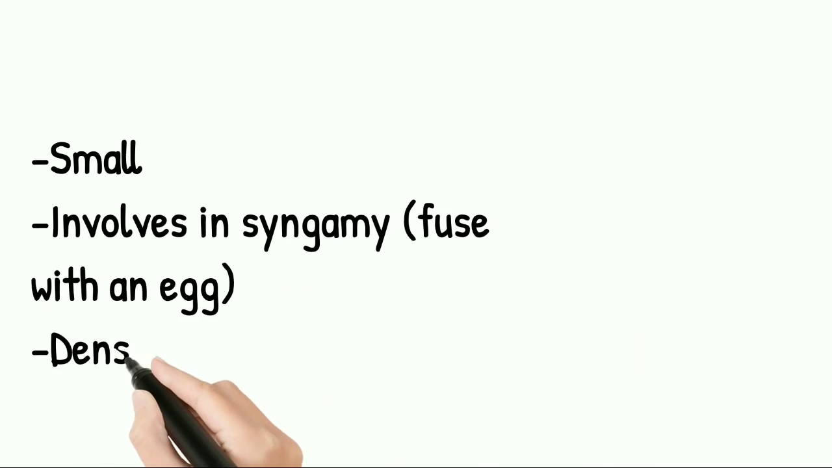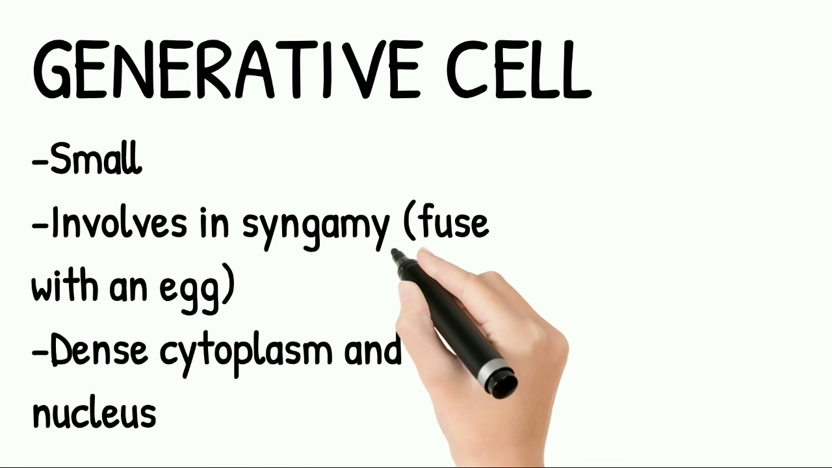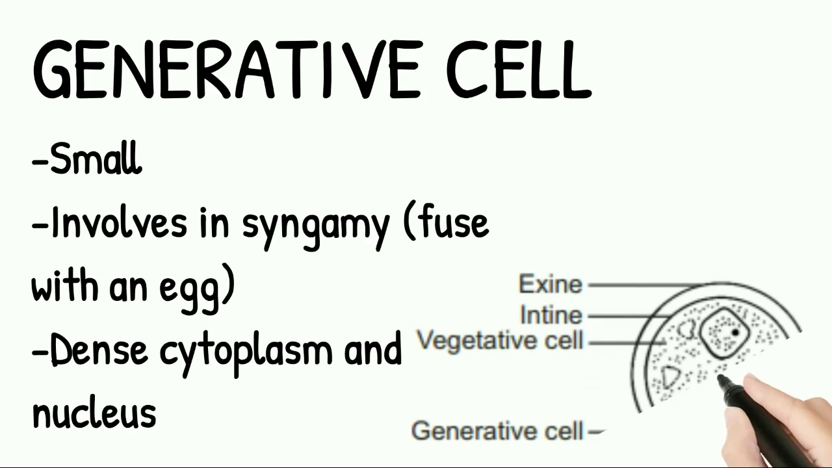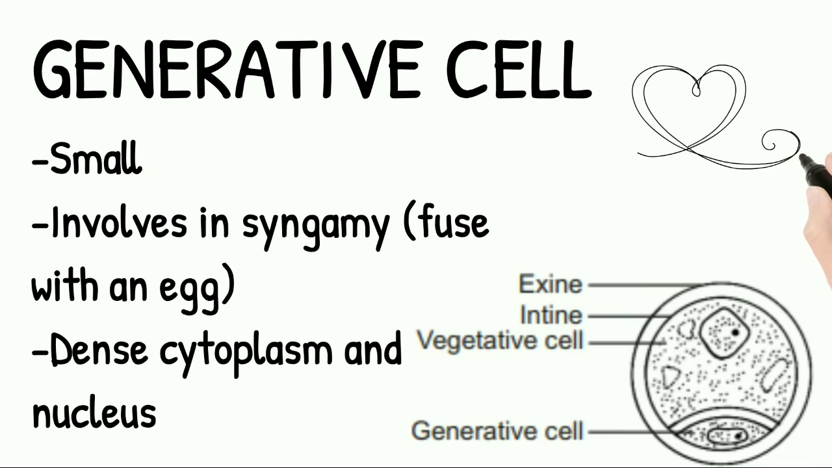Then the second one is the generative cell, which is small and involved in syngamy. Syngamy, it is fused with an egg. It has dense cytoplasm and a nucleus is present. You can see in this image the exine.